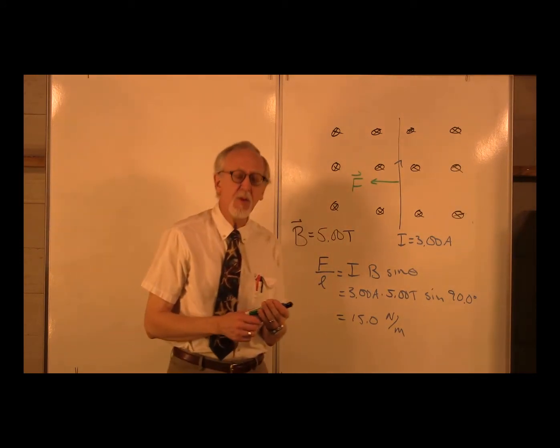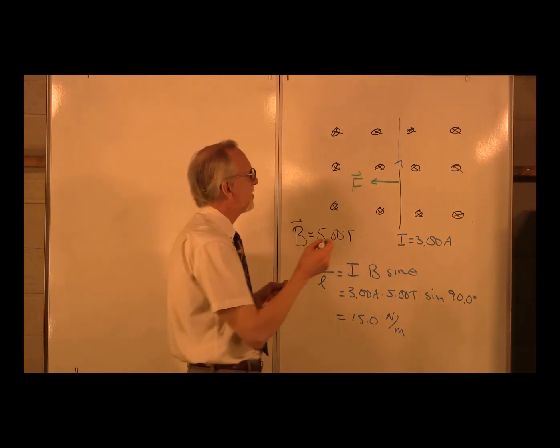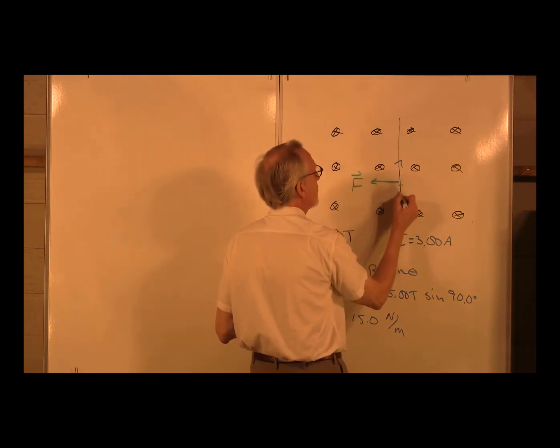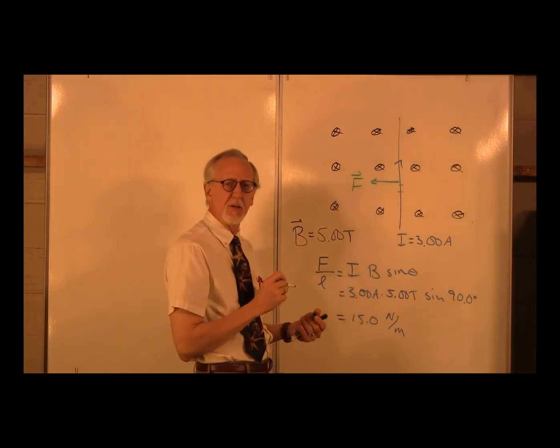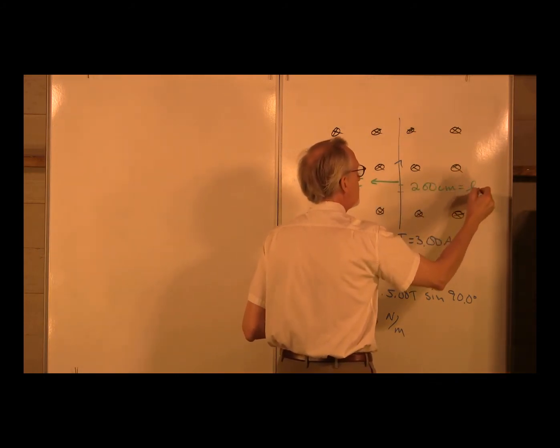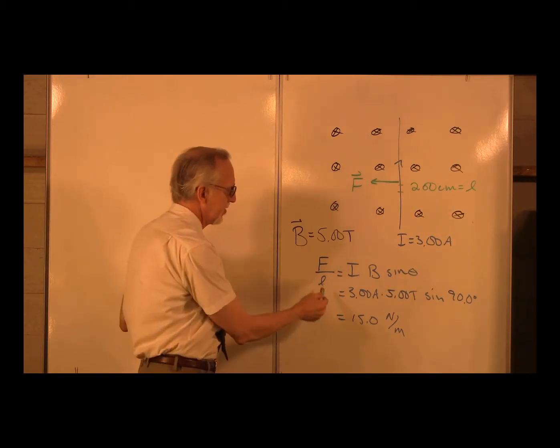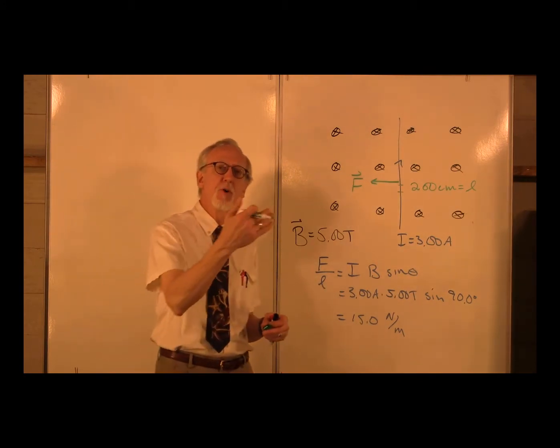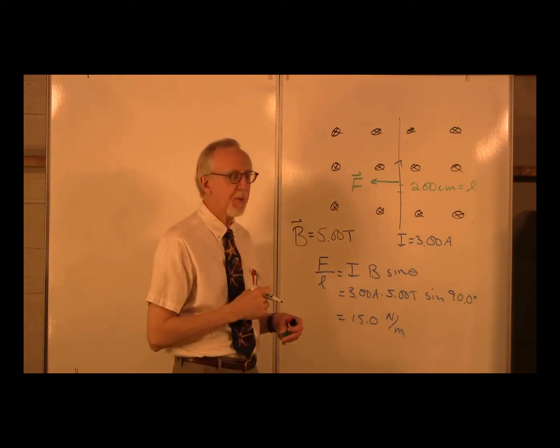Now let's imagine we've got a small piece of this wire. Let's imagine we've got a small 2 centimeter section. So we've got a length of 2 centimeters. To find the force acting on that, we take the force per length and multiply by the length.